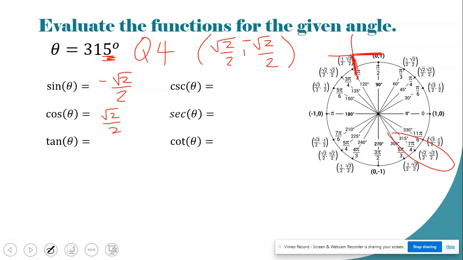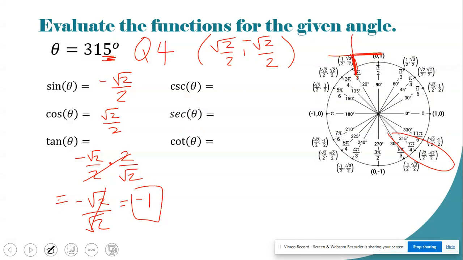Tangent is sine divided by cosine. So negative root 2 over 2 times the reciprocal of cosine, 2 over square root of 2. These guys will cancel. I guess I'll show all of the work on this one. Negative root 2 over root 2. These guys cancel, leaving you with just negative 1. You could have also done that, but whatever, float your boat.